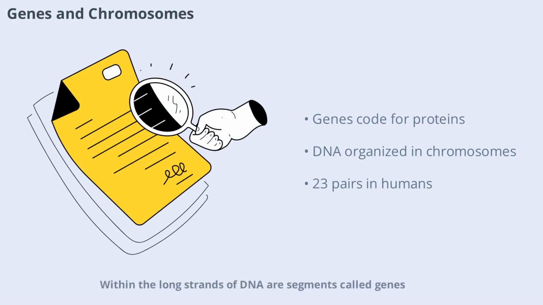Within the long strands of DNA are segments called genes. Each gene contains instructions for making a specific protein, which carries out vital tasks in the body. DNA is organized into structures called chromosomes, which ensure that genetic information is accurately distributed during cell division. Humans have 23 pairs of chromosomes, each packed with thousands of genes that determine everything from eye color to metabolism.